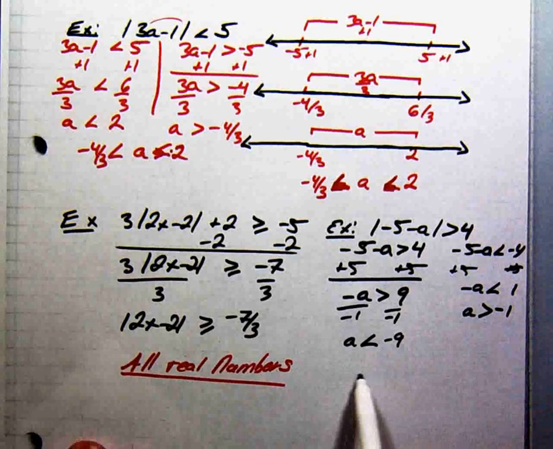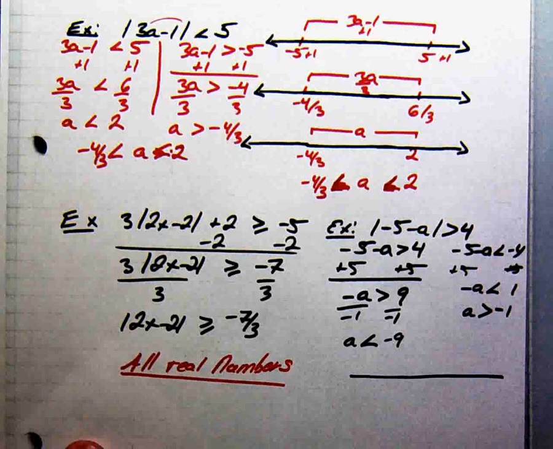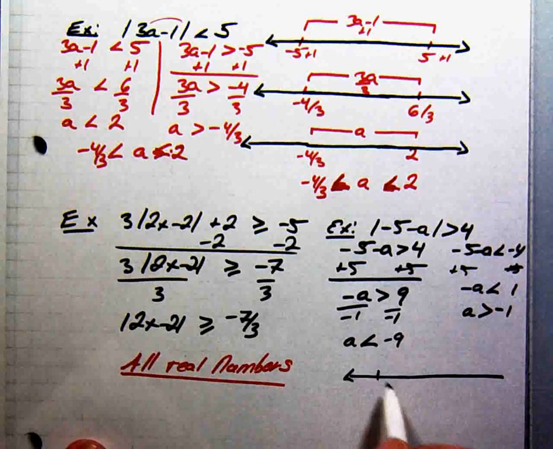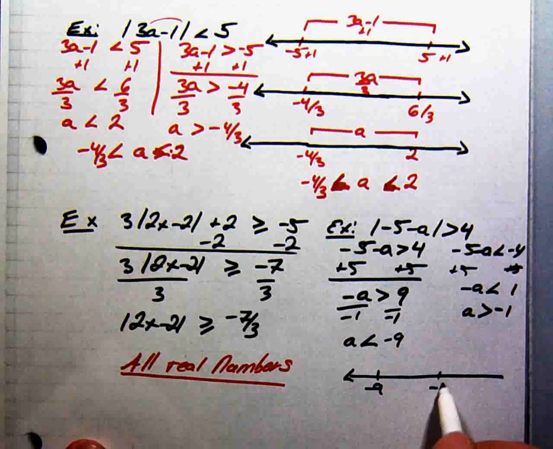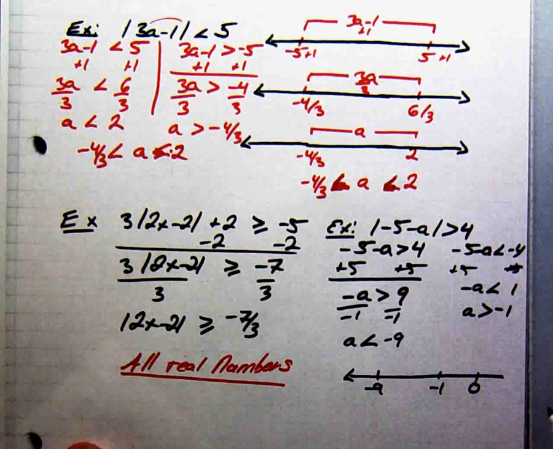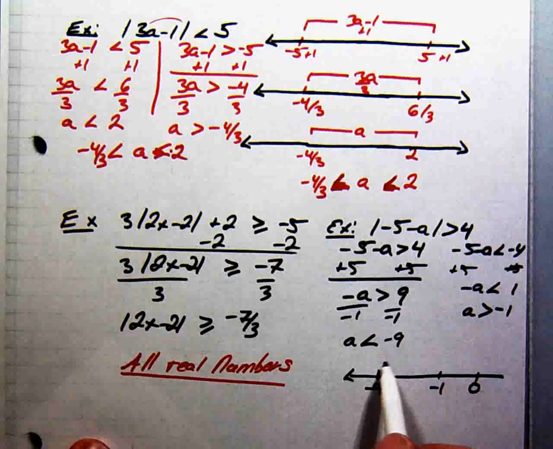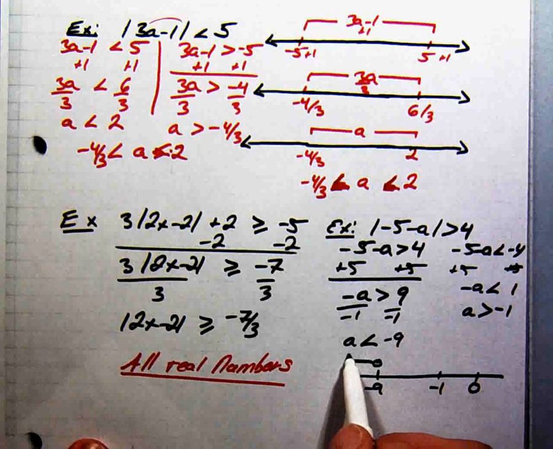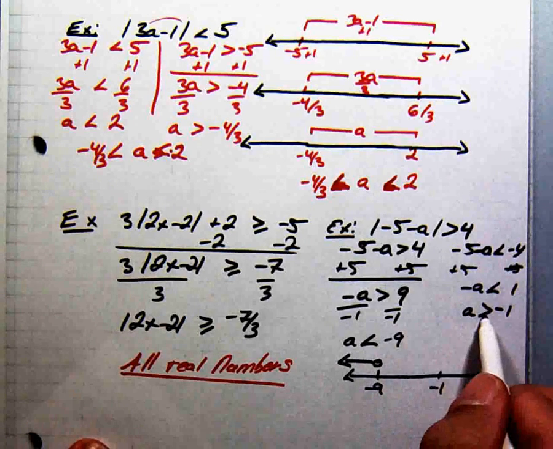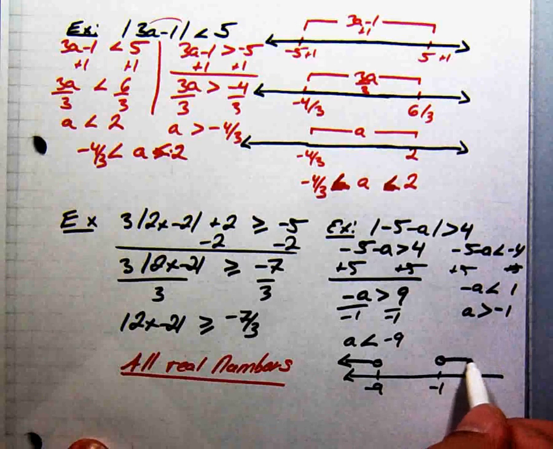So on the number line, if we were asked to graph it, we would need negative 9. We'd need negative 1. We can put 0 there for a reference. We have all the numbers that are less than negative 9, so that goes out that way, and all the numbers that are greater than negative 1, which goes out that way.